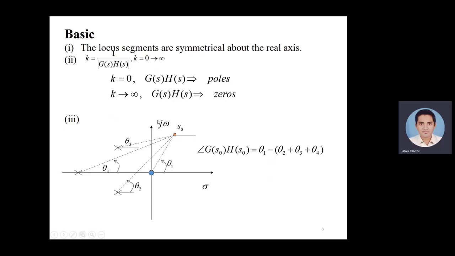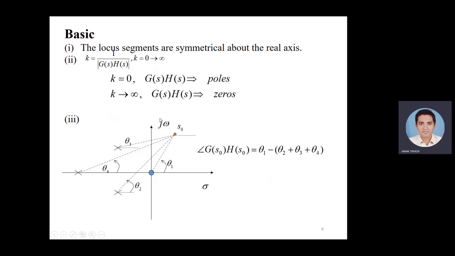This is the basic that root locus segments are symmetrical about the real axis. Then K is equal to 1 upon G(s)H(s), where K varies from 0 to infinity. If K equals 0, that means G(s)H(s) equals the poles, and if K tends to infinity, then G(s)H(s) equals 0. You can find that from that particular equation.